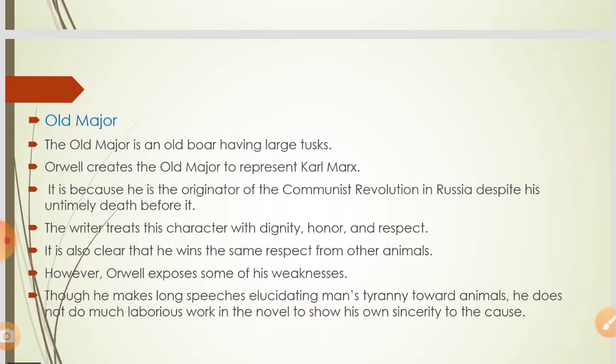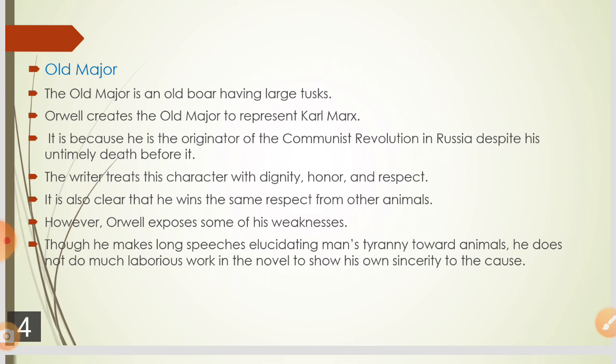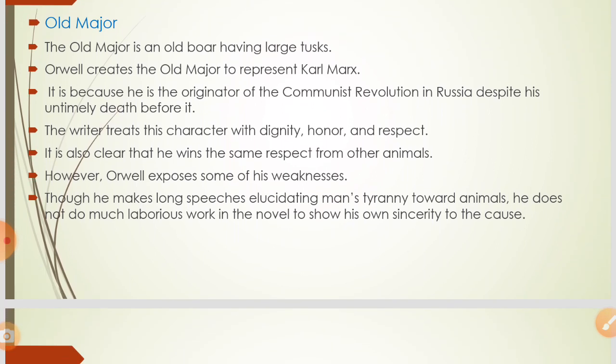Old Major. Old Major is an old boar having large tusks. He is the oldest in the novel. Orwell creates Old Major to represent Karl Marx, the socialist. It is because he is the originator of the communist revolution in Russia, despite his untimely death before it.